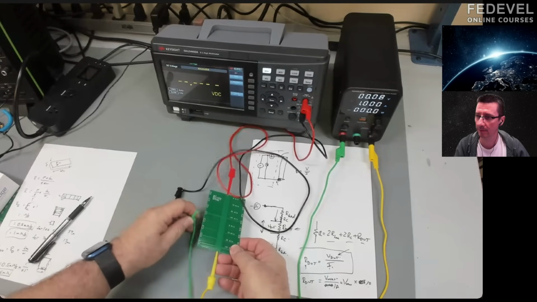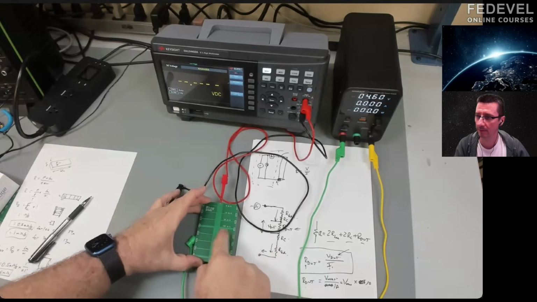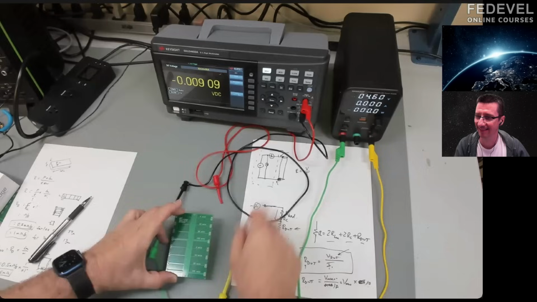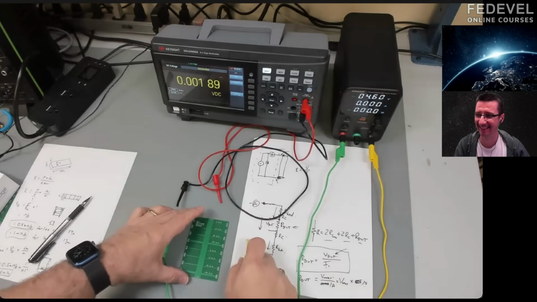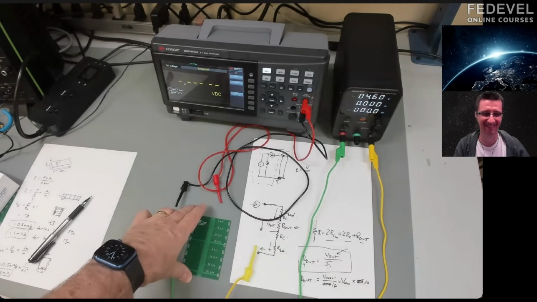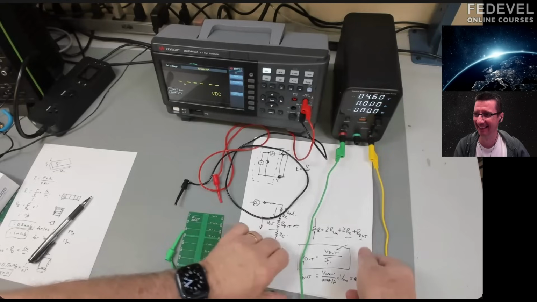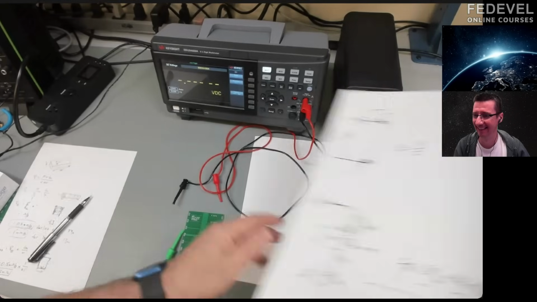Now, that was for a relatively wide trace, 100 mils. Let's take a look at another trace. Let's do the smallest one. The smallest one, 6 mils. And so what do we expect? What's the resistance for the 6 mil one?